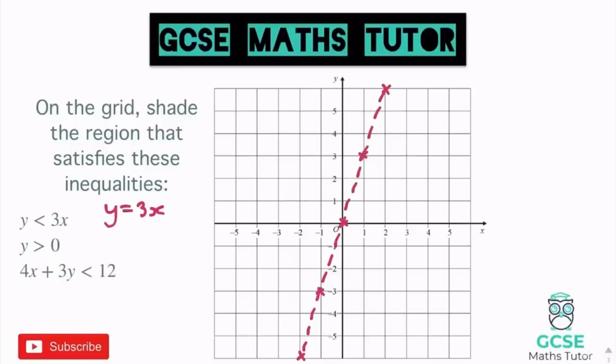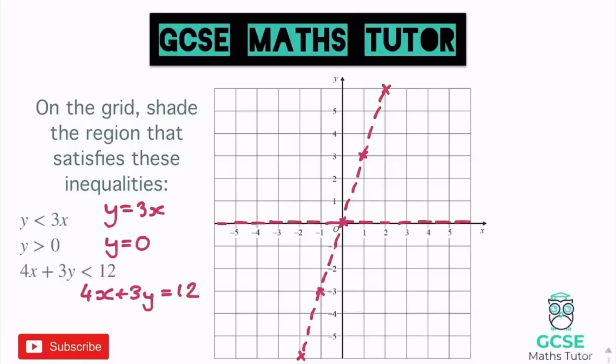Now we've got the next one. So y equals 0. That's an interesting one. Y equals 0 is actually the x-axis. It's just another name for the x-axis. So we can go across here. That's the line going through all the points where y equals 0. There we go, going across. There's our second inequality. And our last one here, which isn't the nicest, we've got 4x plus 3y equals 12. We need to draw that.